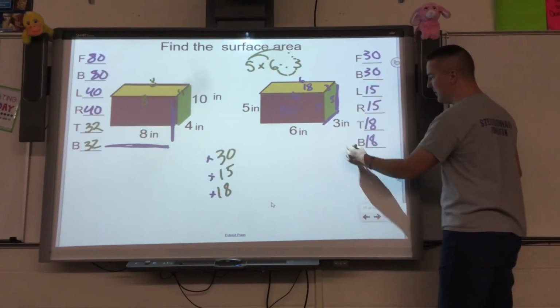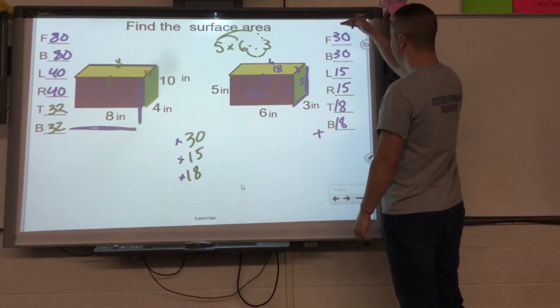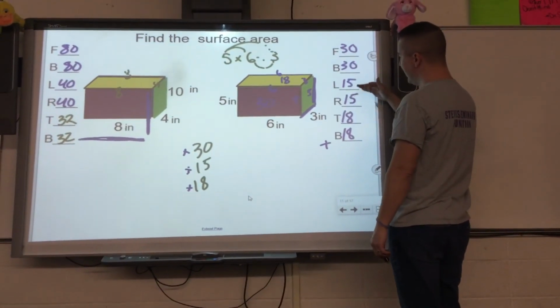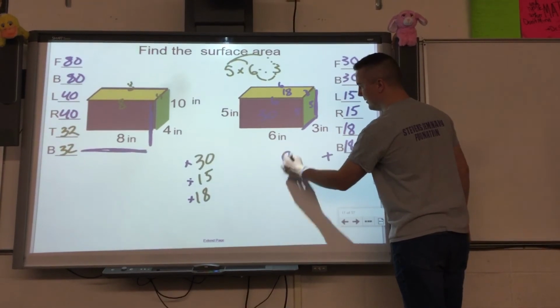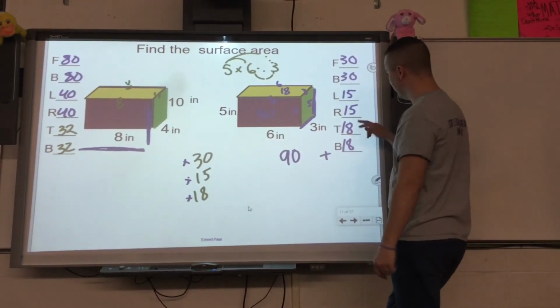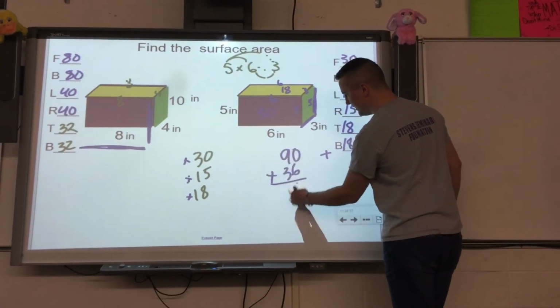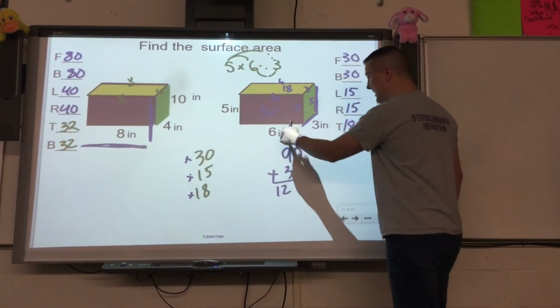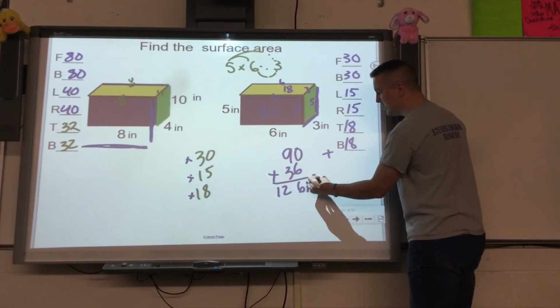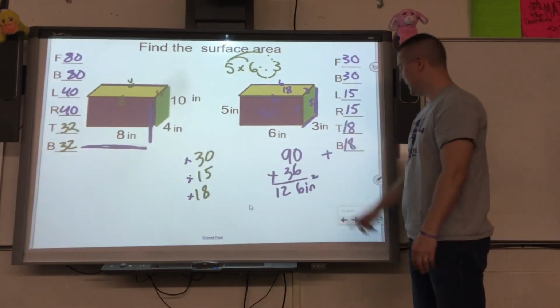All these combined, we add all these faces together. That's 60, that's 90, 90 plus, oh man, I'm really bad at mental math here. 36, 126, and this label is inches, 126 inches squared for this surface area.